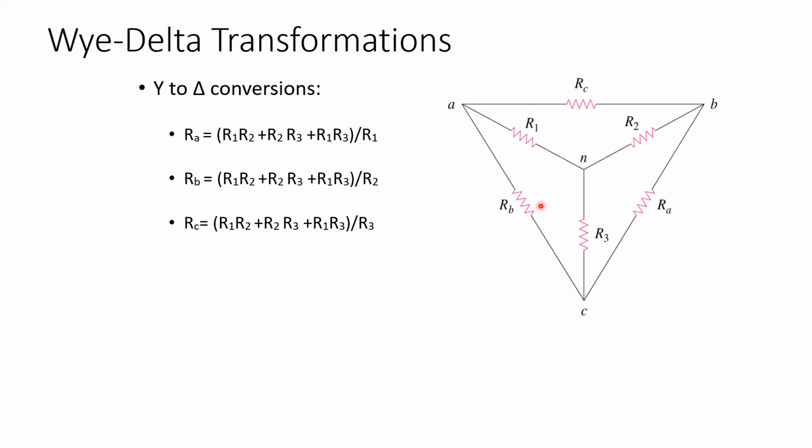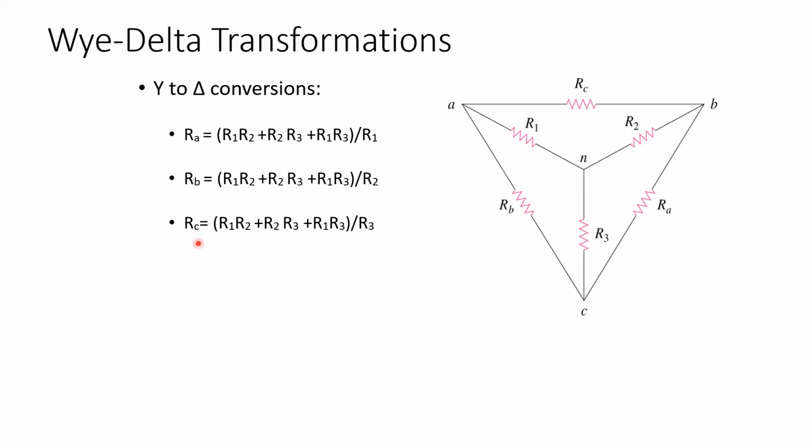Now the value of RB is equal to the sum of the product of all the resistors divided by the opposite resistance, which is R2. So RB is equal to R1 R2 plus R2 R3 plus R1 into R3 divided by the opposite resistance, which is R2.